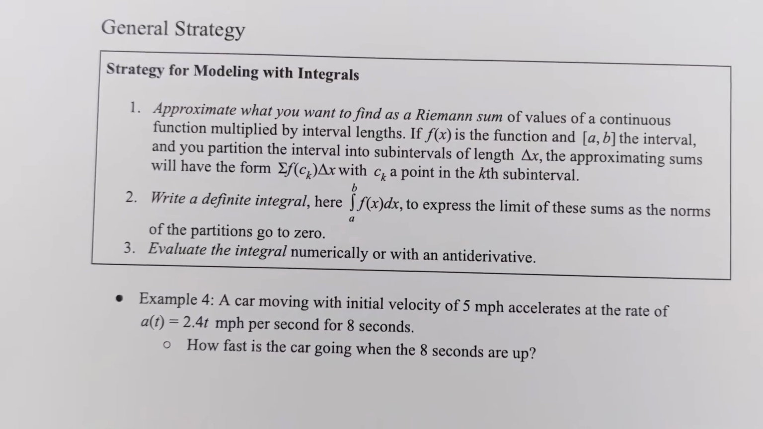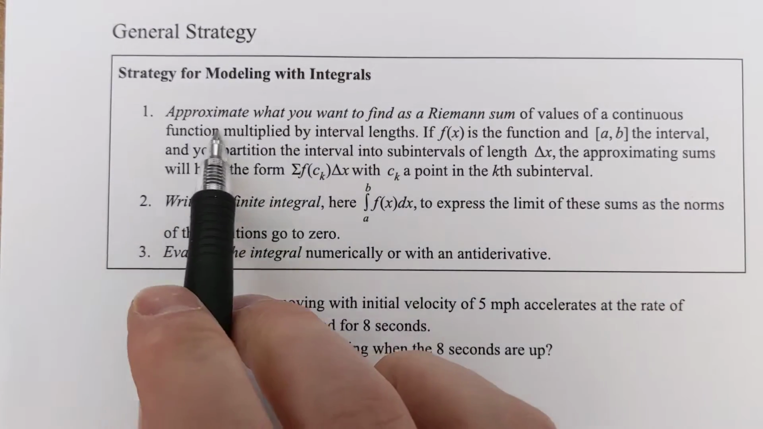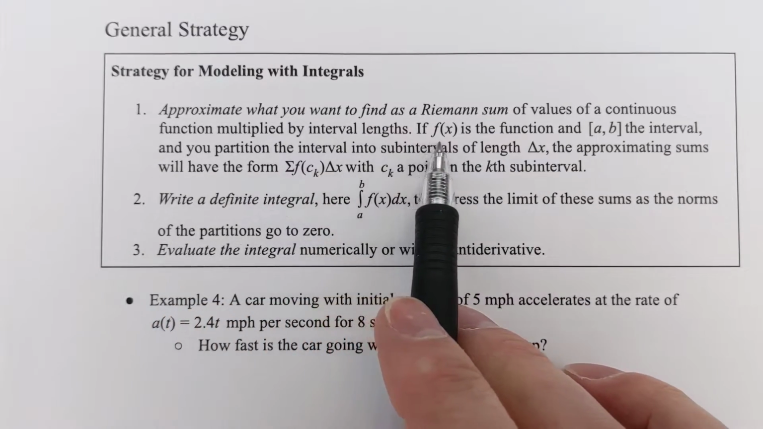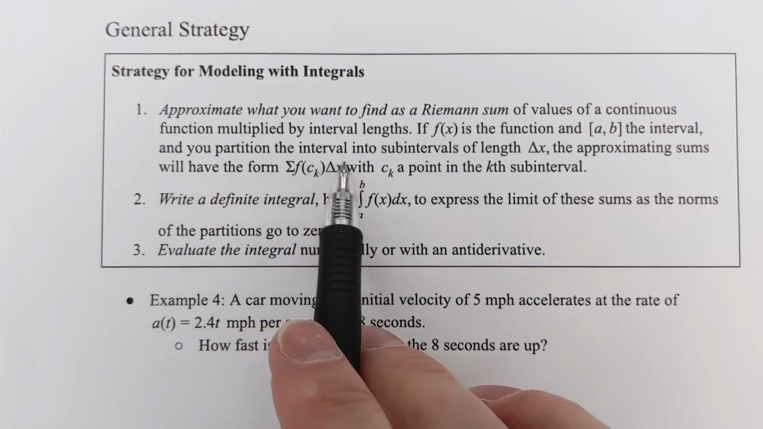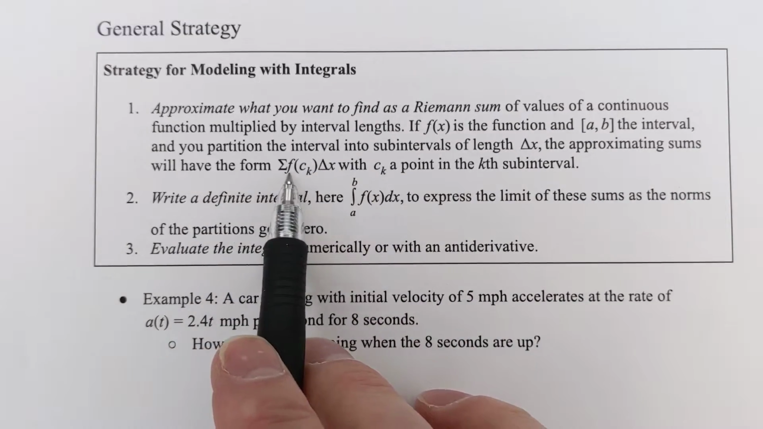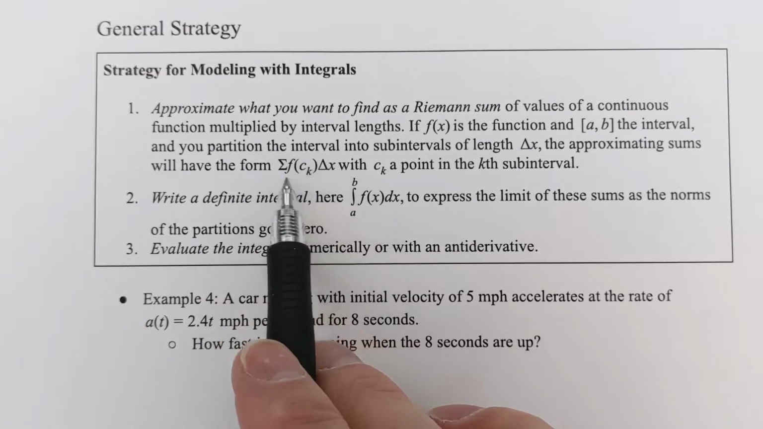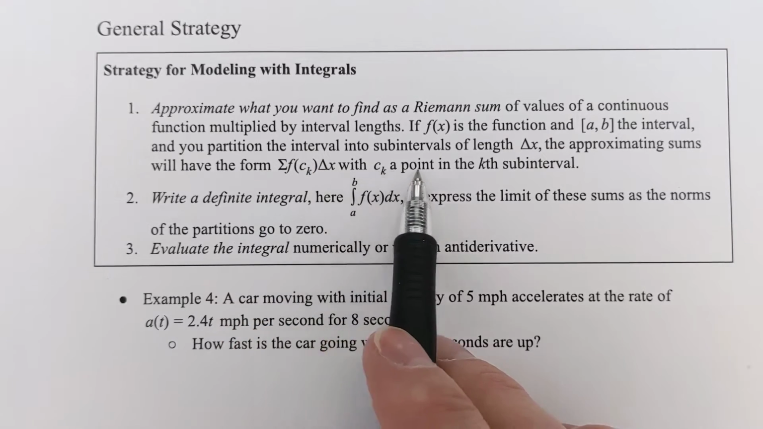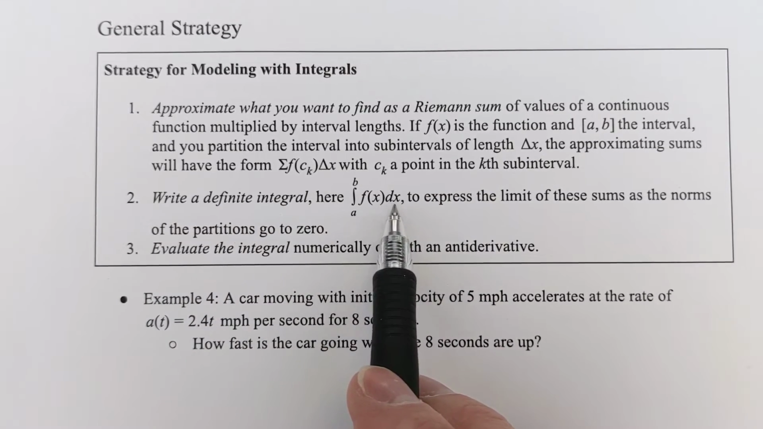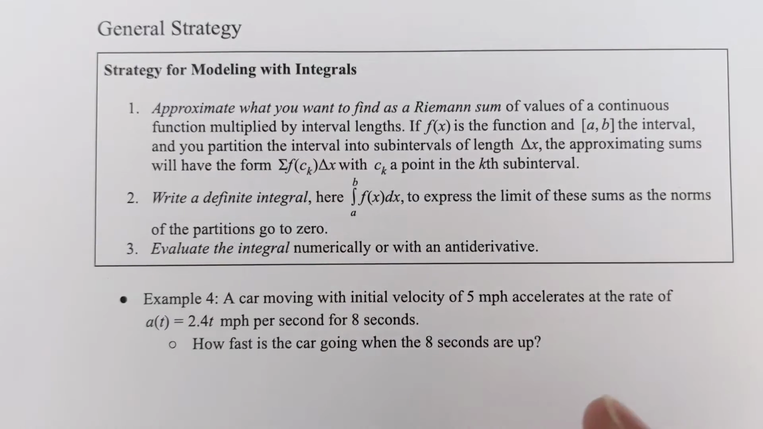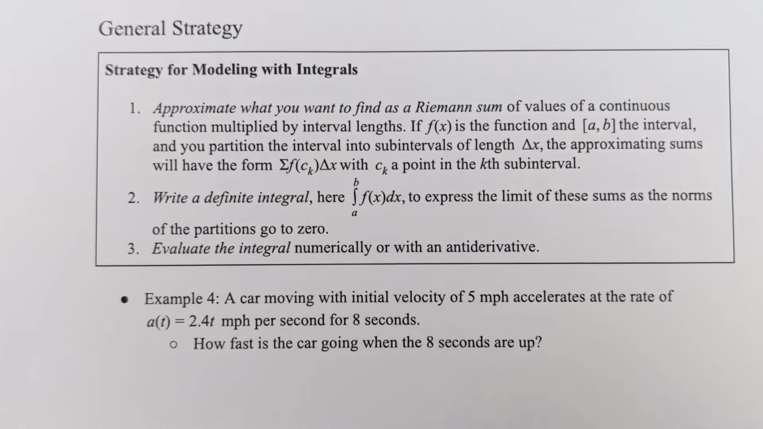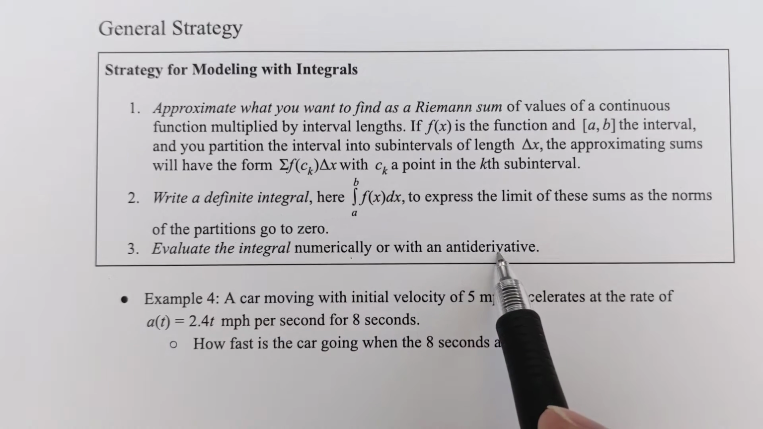Okay, so general strategy here. Modeling with integrals: approximate what you want to find as a Riemann sum of values of a continuous function multiplied by interval lengths. If f of x is the function and a, b is the interval, you partition into subintervals of length delta x. Approximating sums will have the form: this is the height, and that's the width, so that's the area of the rectangle, with c_k some point in each interval. So we write a definite integral, which is easy to calculate. As the norms of the partitions go to 0, we're making our rectangles narrower and narrower. Evaluate the new integral numerically or with the antiderivative. Numerically means with the calculator. Antiderivative is the algebra method.